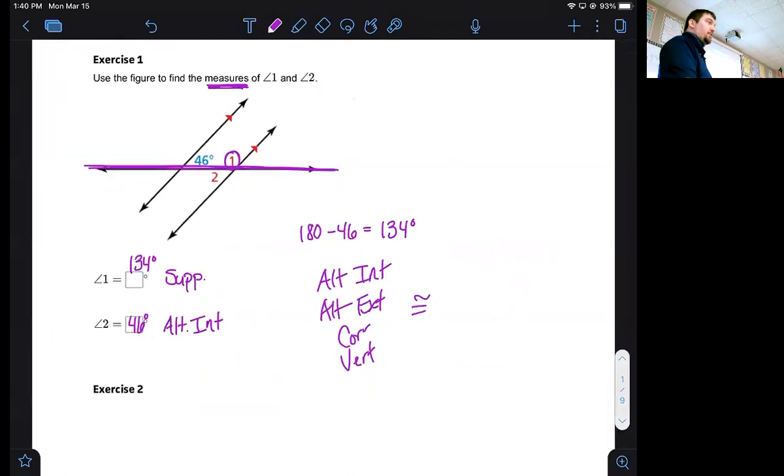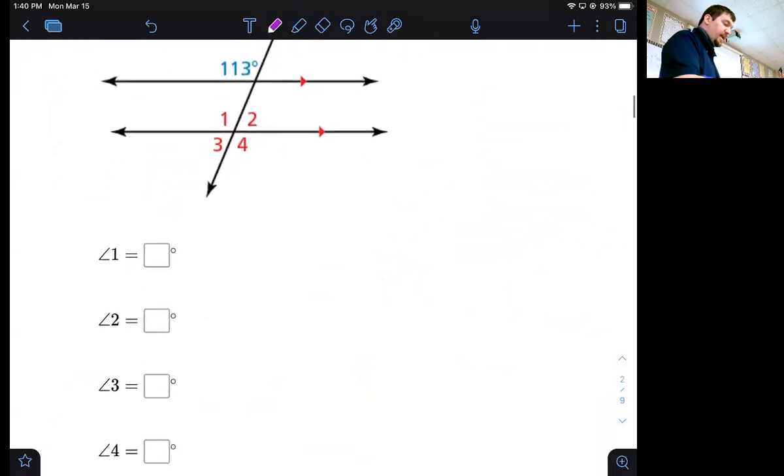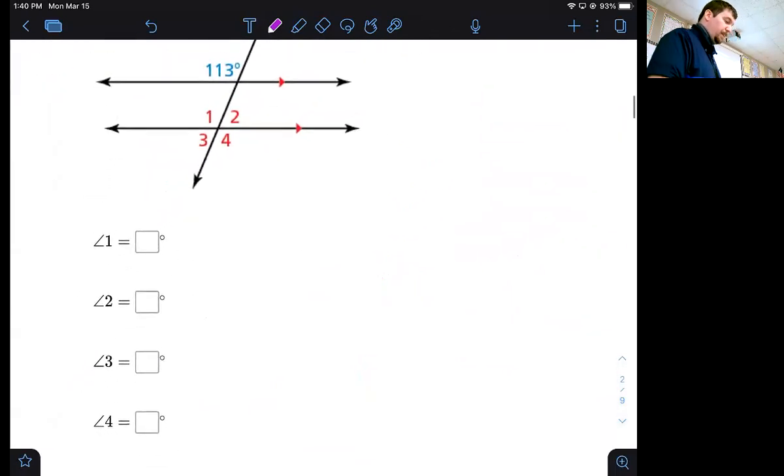Number 2, are you ready for number 2? Yes. Okay, number 2 wants us to do it again, but this time we got to do it 4 times. So let's start with angle 1. How big is it, Dylan? Good. It's 113 degrees. What's the special relationship? They're the same. Yes, and what do we call that? Alternate interior, alternate exterior, corresponding, or vertical.